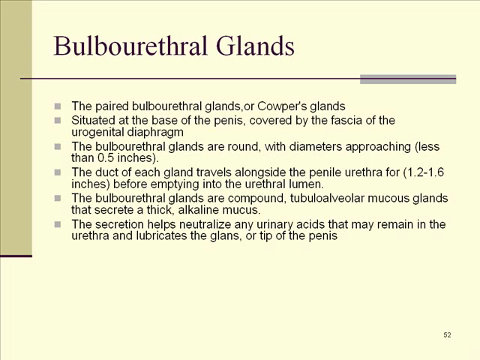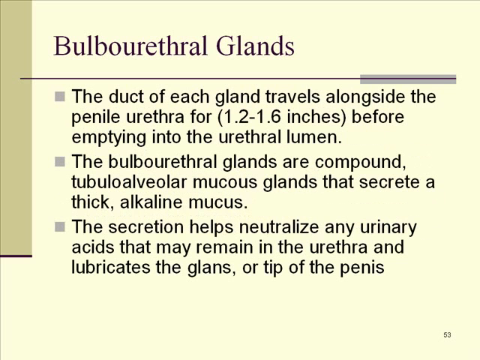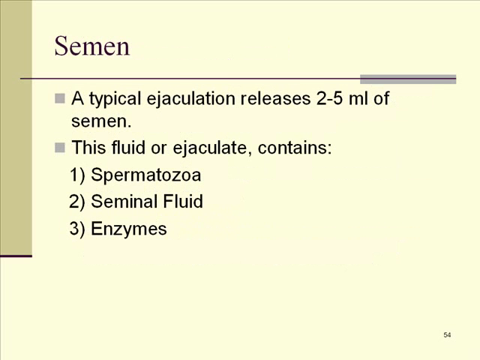The glands produce a secretion that helps neutralize any urinary acid that may remain in the urethra and lubricates the glands and the tip of the penis. Each of the glands travels alongside the urethra, again produces an alkaline mucus, and again neutralizes the acidic environment from the urine, but also the secretions. If the semen enters into the female vagina, it will also help neutralize the acidic environment in the vagina as well.